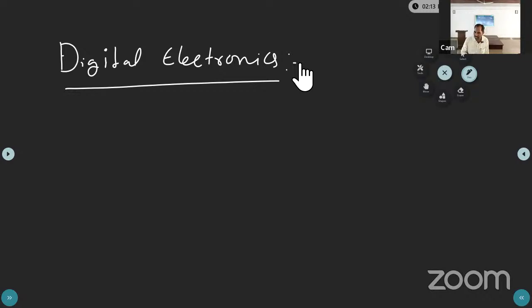If there is any other number system, for example, take 0 to 7. How many symbols? 8, 0 to 7. So that number system is called octal.